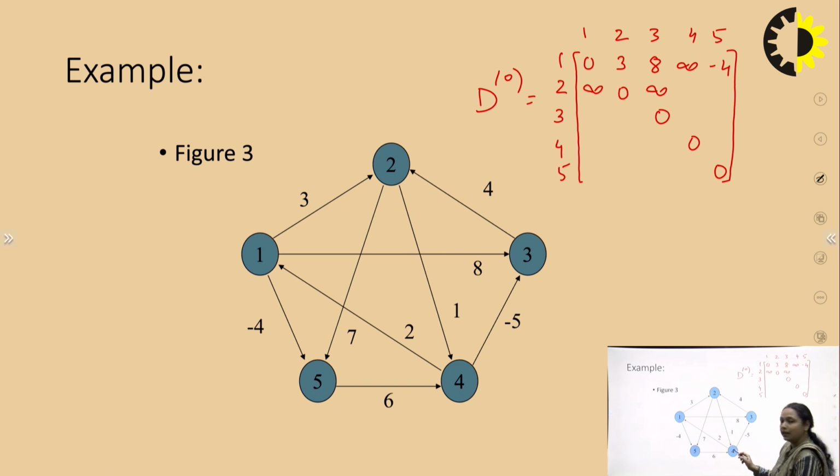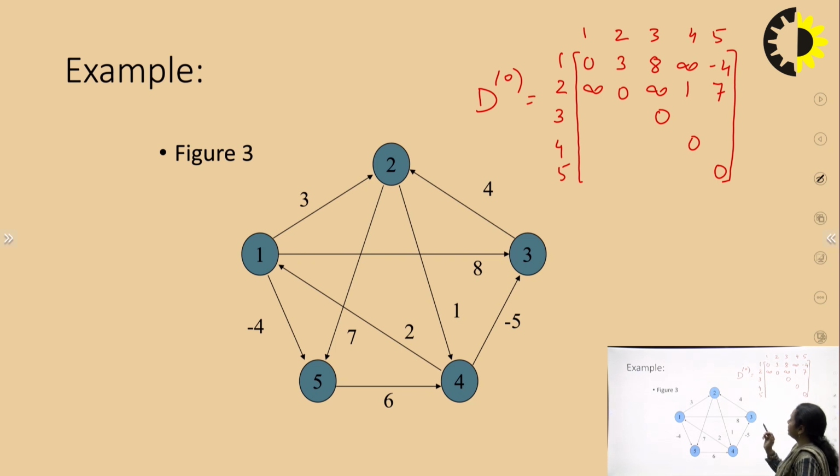Next 2 to 4. 2 to 4 there is a direct path and weight is 1. So what we will write? We will write 1 here. Next 2 to 5. 2 to 5 again there is a direct path and the weight given is 7. So we will write 7 here. Next come to node 3.